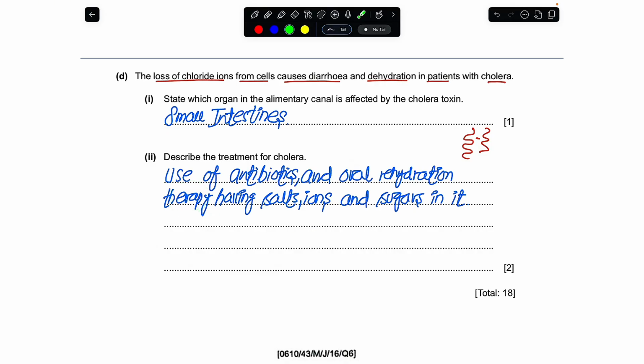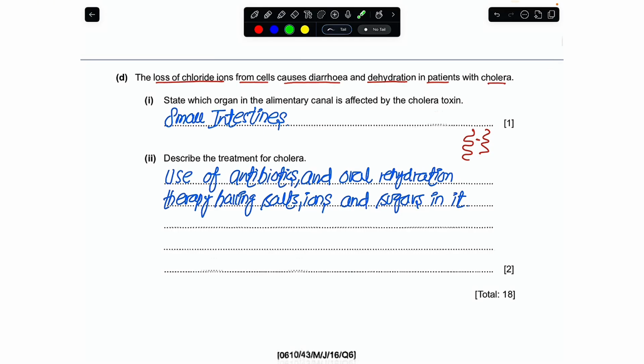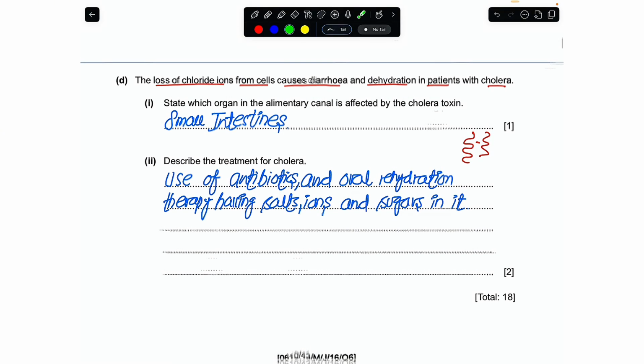And you may have heard that in the market there are sachets that have a mixture of some sugars and salts and ions in it, and we call this ORS. You usually go into the market and purchase it. So that is the oral rehydration therapy. And since this has salts and ions and sugars in it, once you have it, it would compensate for the loss of the ions that were previously lost in your diarrhea.